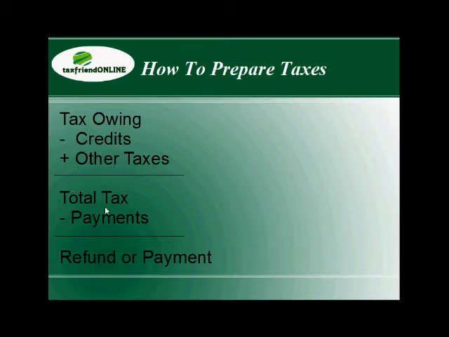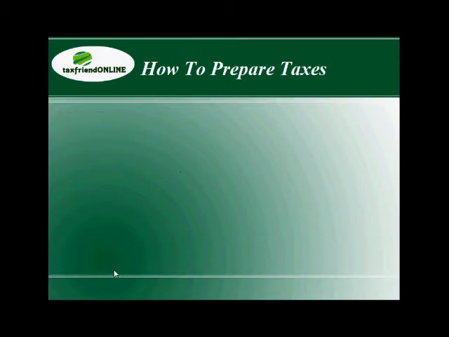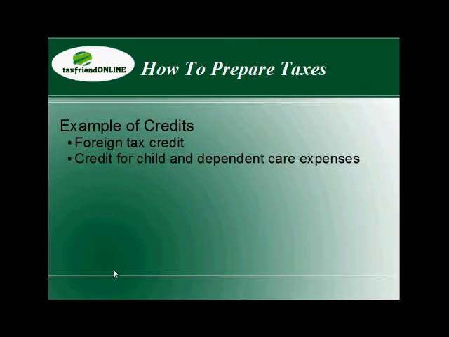Now that we determined the tax owing, from there we subtract the credits, and then we add the other taxes in order to get the total tax. From the total tax, we subtract the payments in order to determine whether we owe money or we get a refund. Now examples of credits are foreign tax credit, credit for child and dependent care expenses, and education credits. For a complete list of credits, I'd advise you to take a look at the 1040 under the tax and credit section.